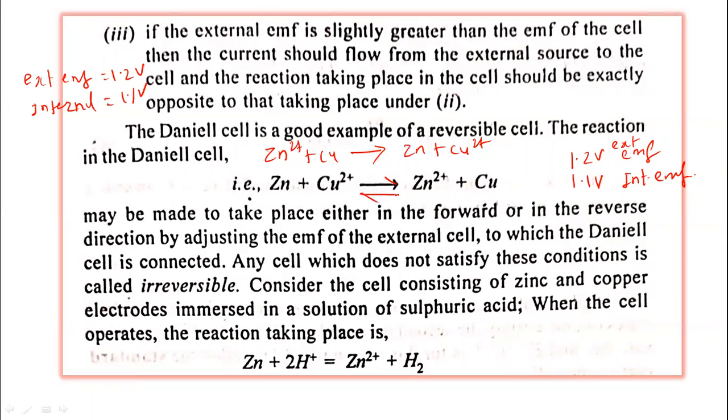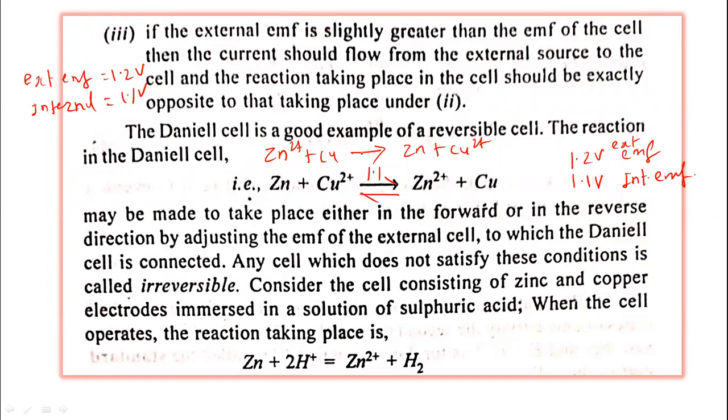Okay, this is the forward reaction and this is the reverse reaction. The forward reaction takes place when the internal EMF is greater than the external EMF, and the reverse reaction takes place when the internal EMF is less than the external EMF. And if both internal and external are the same, driving force and opposing force are the same, then what happens? No current flows, and no reaction takes place. So these three conditions have to be satisfied by the cell.